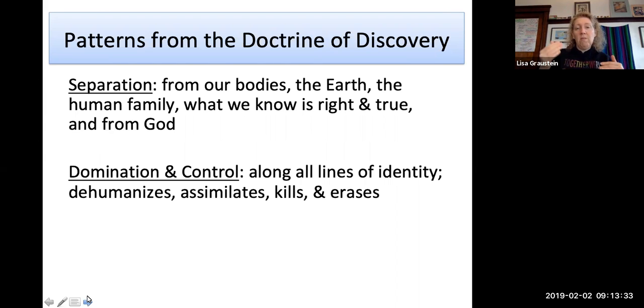And we see that around race, we see that around gender identity and expression, we see that sometimes even in class, we see that around ability and disability and neurotypical issues and all sorts of different ways that people show up.